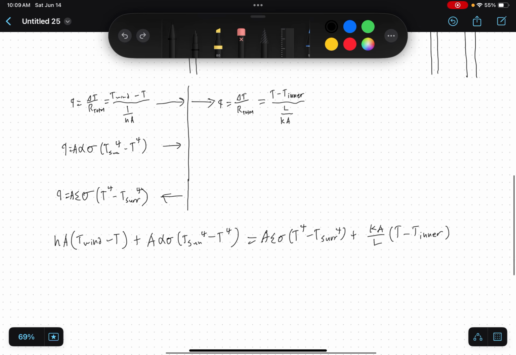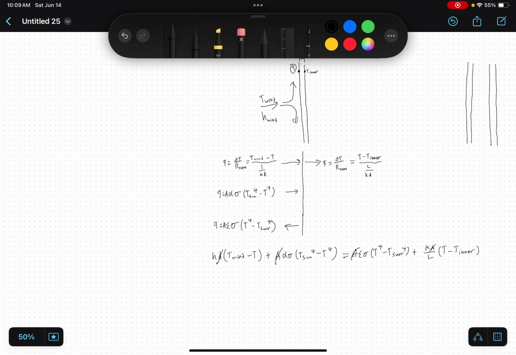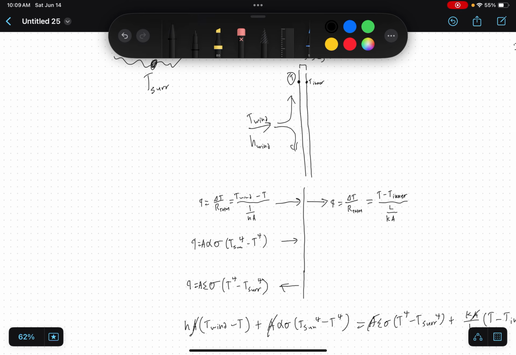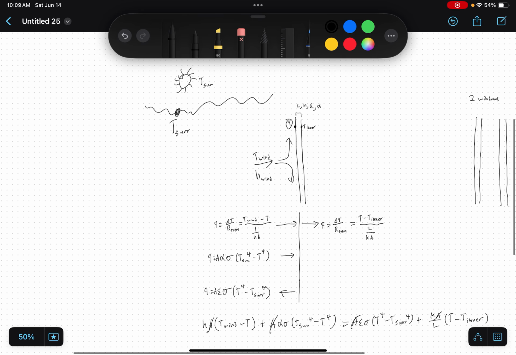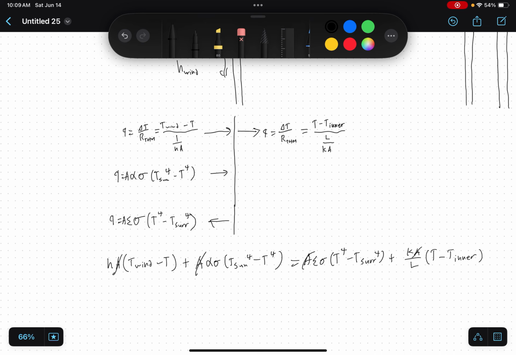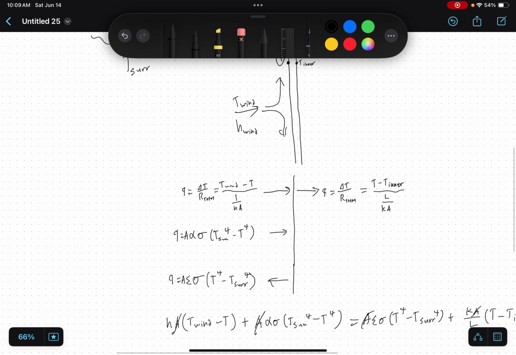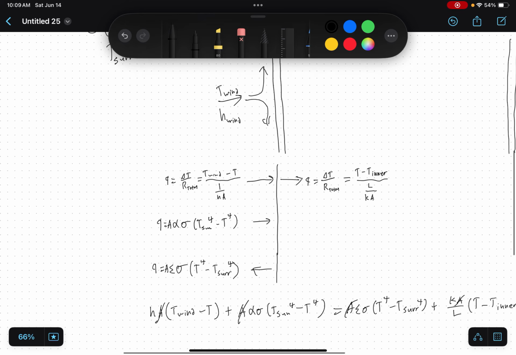But before that, like I mentioned before, the areas can cancel out. So instead of solving for total heat, we solve for heat flux, which is heat per unit area. And you'll hear heat flux a lot in heat transfer. But yeah, those are literally the main equations for heat transfer, all in one problem.